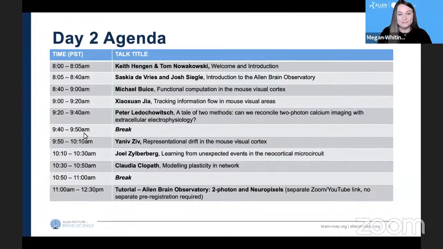And as a reminder, at the end of each day of the program for the symposium, we will have a tutorial on how to use the resources that will be featured in the symposium portion and learn about what the Allen Brain Map can do for your research. Today's tutorial will be on the Allen Brain Observatory. And this tutorial will be accessible from a different Zoom link that's also on the login details page. No separate registration is required.